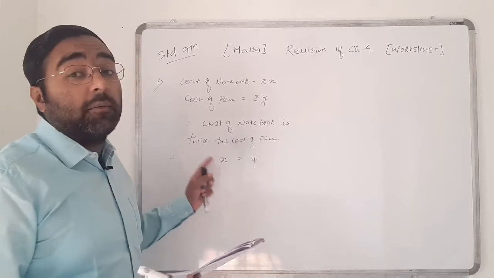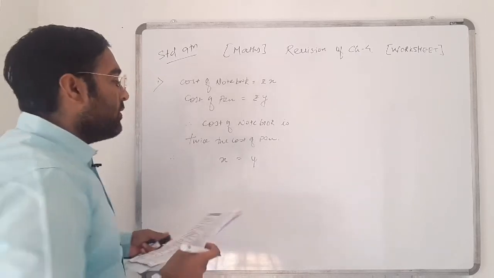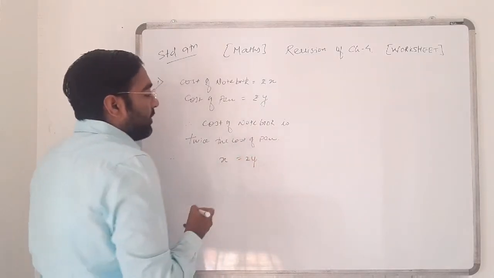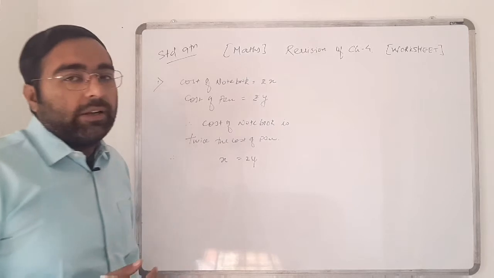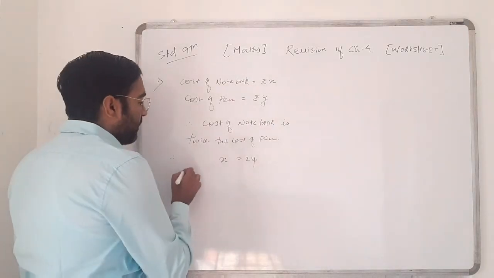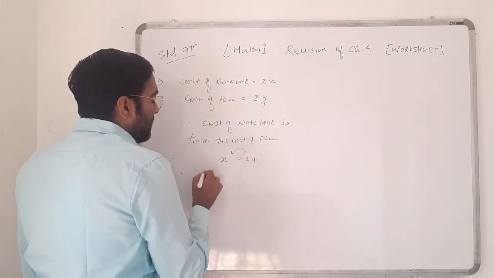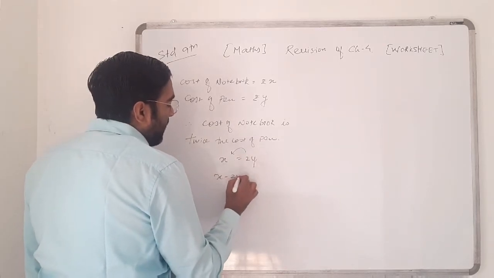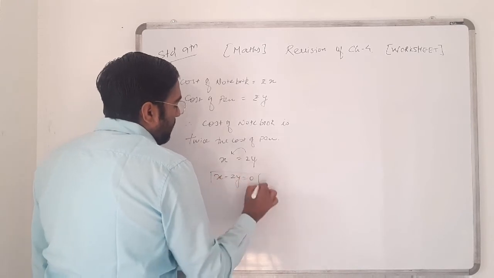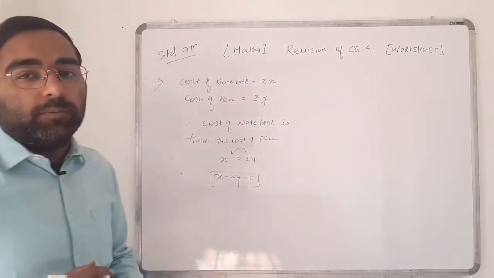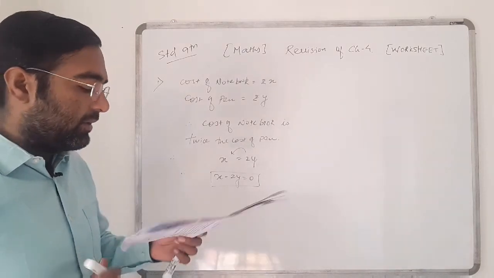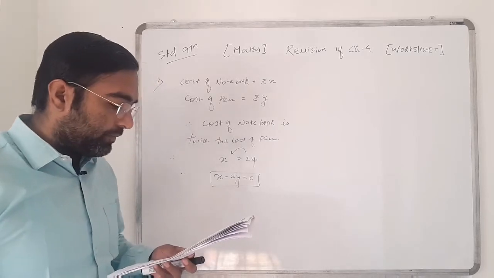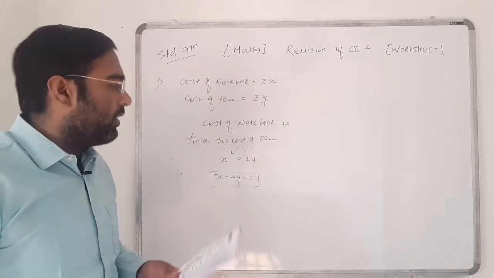The cost of the notebook is twice the cost of the pen. So when I compare both values, I'll multiply the cost of the pen by 2 to form the equality. Therefore 2y is shifted here, so X minus 2y is equal to 0. This is your linear equation in two variables. Okay, and this is your equation. Next one.